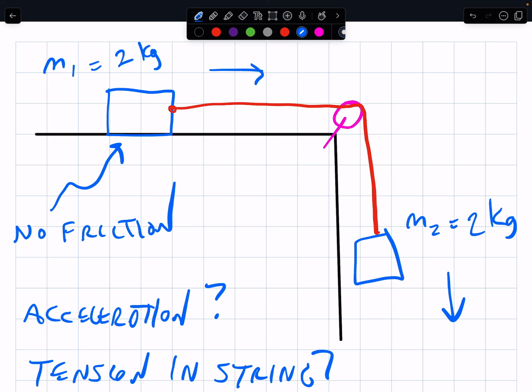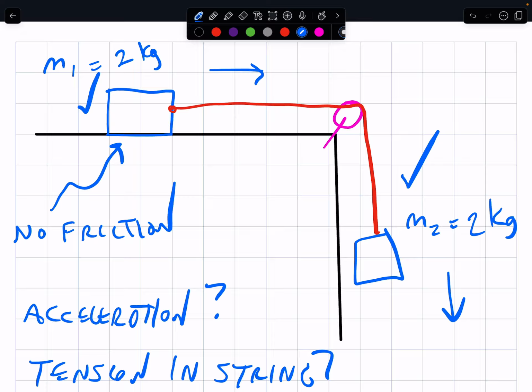So to get the acceleration, there are two ways to do this problem. One way is to draw a free body diagram of each of these masses, because there's a mass here and a mass there, and so we make a free body diagram of each mass separately and write out Newton's second law for each one. And we'll have two equations and two unknowns, and we can solve those using algebra.